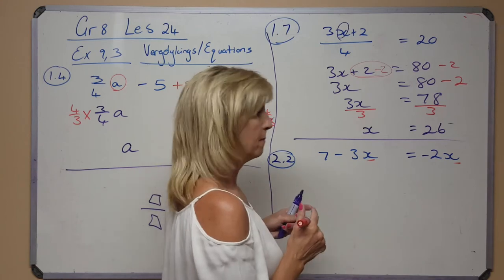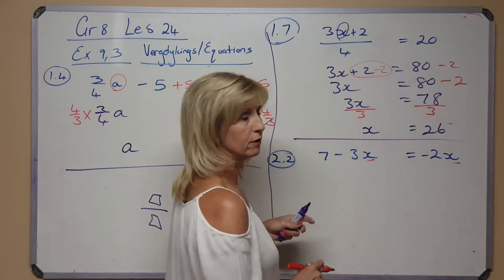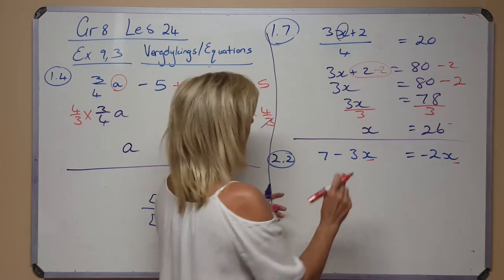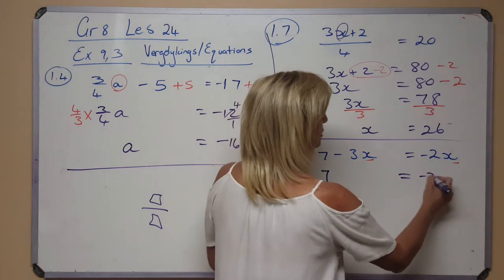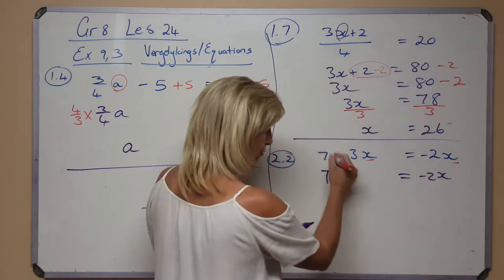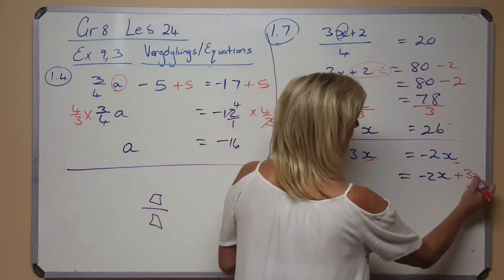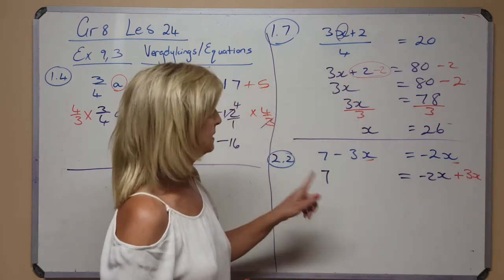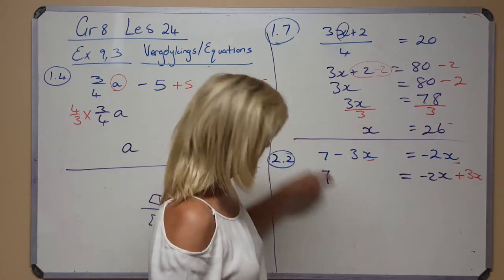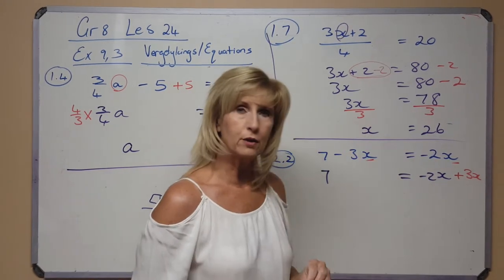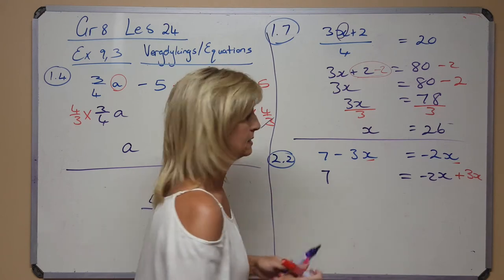Vir hierdie ene pas dit nogal vir my mooi om die x aan een kant toe en die getalle aan die ander kant toe te vat. En dit maak nie saak nie. You want to keep the 7 on this side and then say minus 2x on that side, but take the minus 3x across and it becomes a plus 3x. Perfect. As jy wou gesê het, hou die min 3x plus 2x aan die kant, min 7 aan die ander kant, jou antwoord gaan dieselfde wees. Your steps don't look the same as mine, but your answers will be the same as mine.